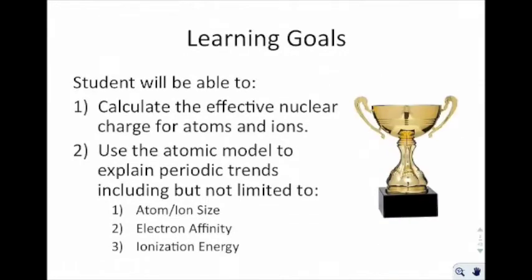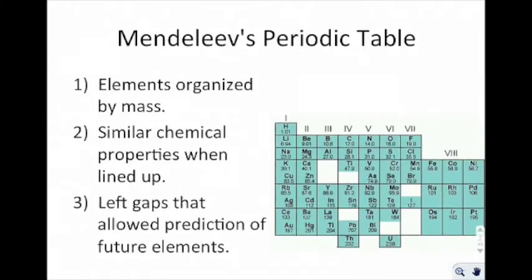So this is chapter 7, and we want to be able to calculate the effective nuclear charge for atoms and ions, and use the atomic model to explain periodic trends, including but not limited to atom size, electron affinity, and ionization energy. The first thing you have here is Mendeleev's periodic table.